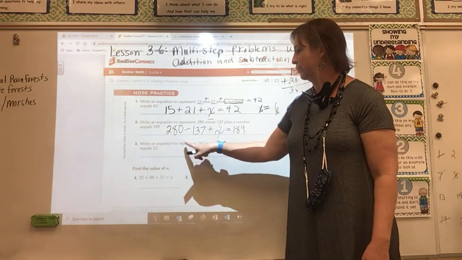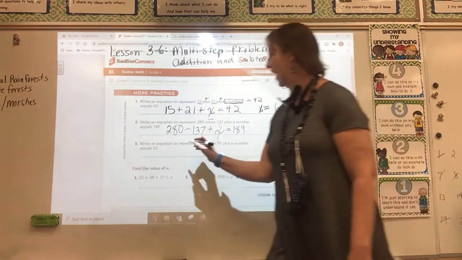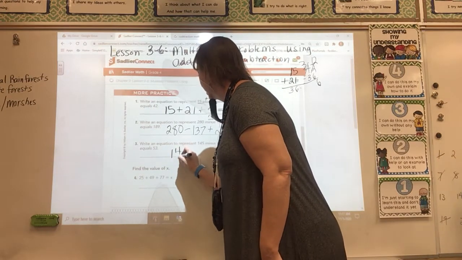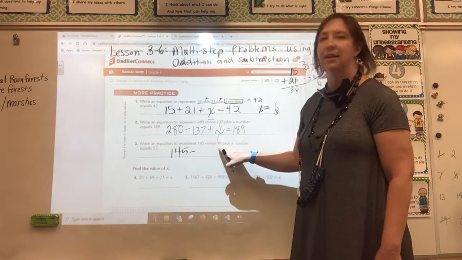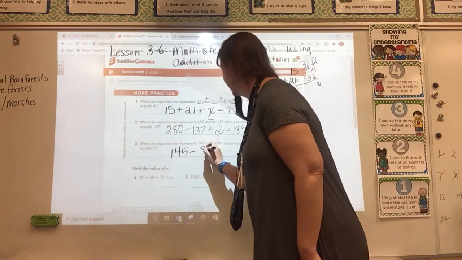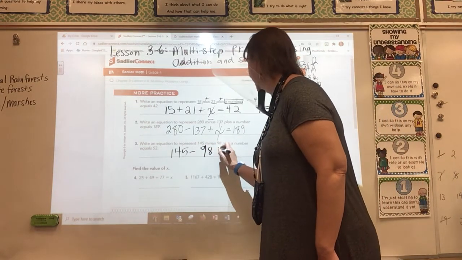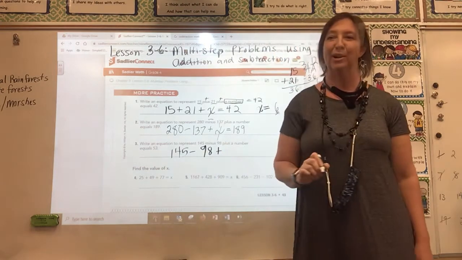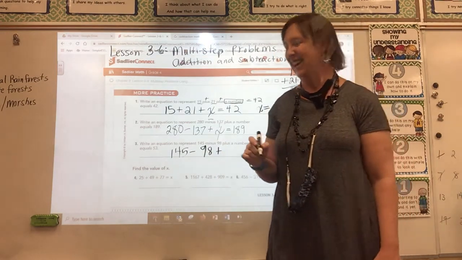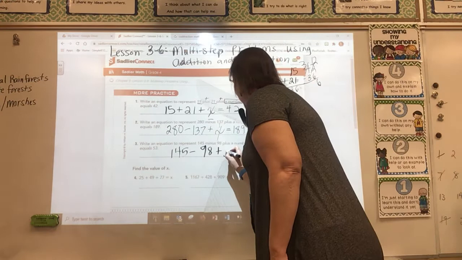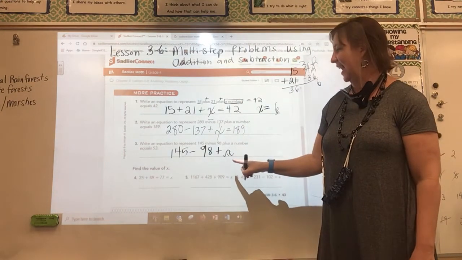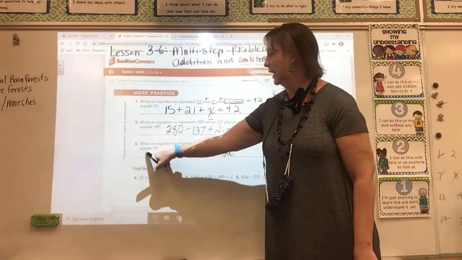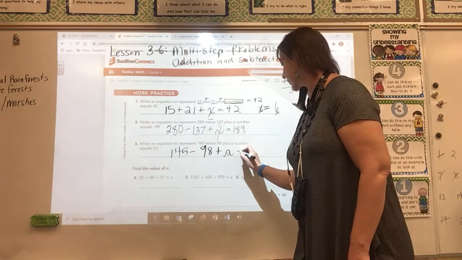Write an equation to represent 145 minus 98 plus a number. What's a number going to be? A. She wants to make it A. I'm going to write it as a cursive A so you can see. 145 minus 98 plus A equals 53.